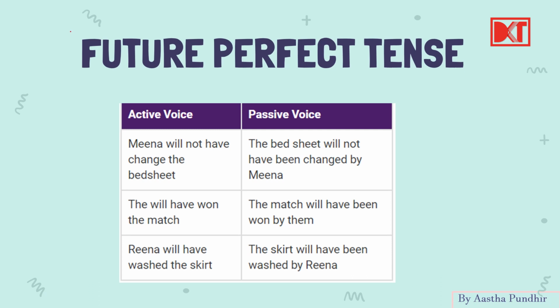Okay, now we have future perfect tense. See, Meena will not have changed the bed sheet. The bed sheet will not have been changed by Meena. I'm sorry, this should be they. They will have won the match. The match will have been won by them. Reena will have washed the skirt. The skirt will have been washed by Reena. All right.